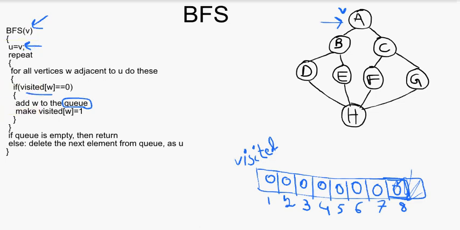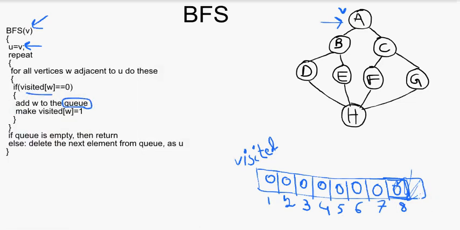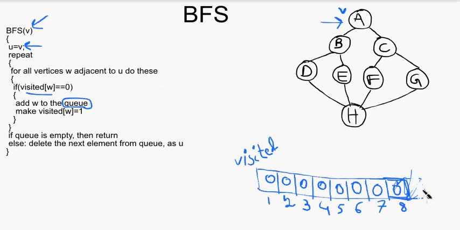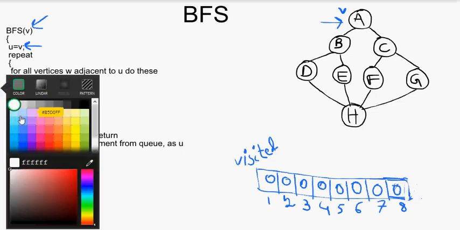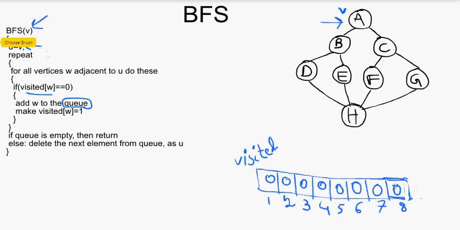Now let me just clean off this part, it might be disturbing. We'll be going to the next part. We have initialized u as a local variable and assigned v to it.